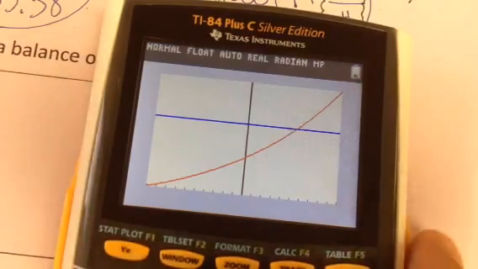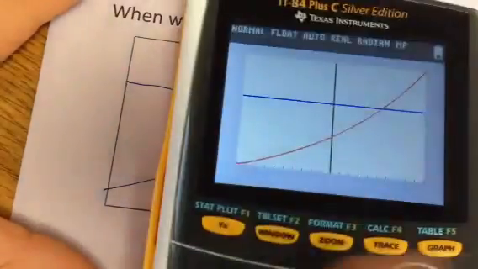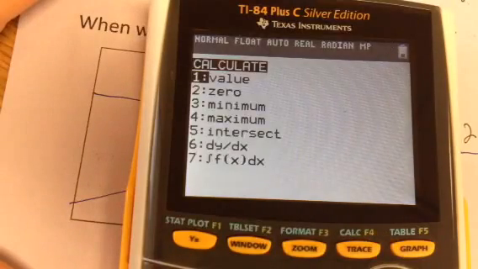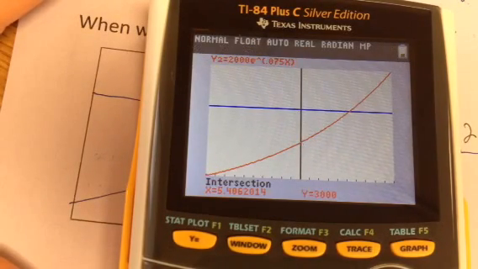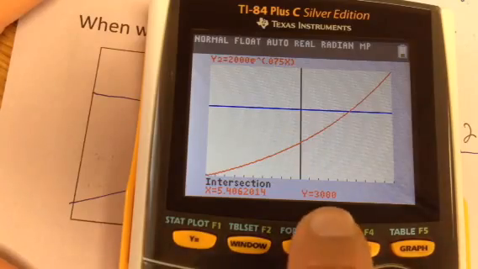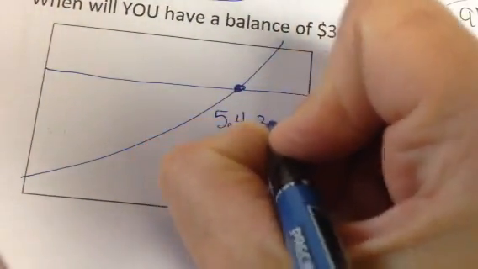So first I'm just going to draw a quick picture. Here's the line going across. Here's the curve, and I'm looking for this point. So if you remember, second trace, choose option 5, intersect, and enter 3 times. So you get 5.4 and 3,000. So the question was, how long is it going to take us to get 3,000? That's going to be the 5.4 years.